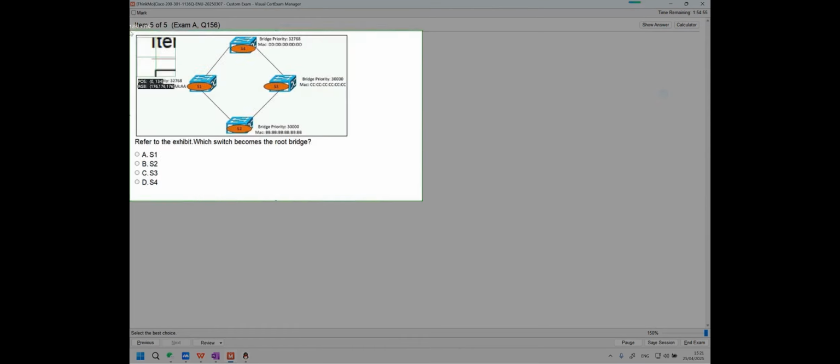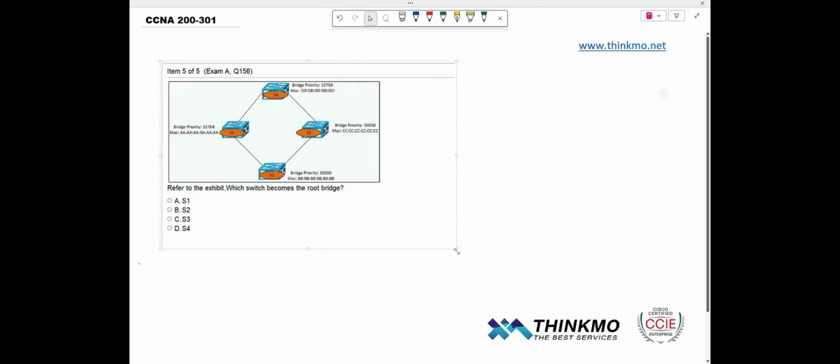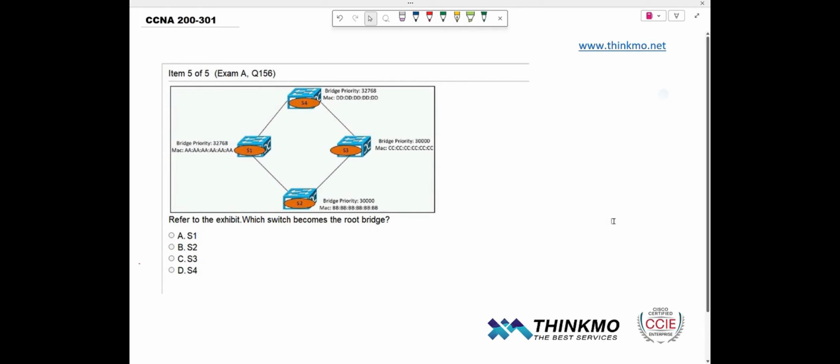All right, now for question 5. Question 5 is again about spanning tree election. As I mentioned earlier, there are certain criteria. The election of the root bridge is determined by comparing the bridge ID, right? The bridge ID consists of two things. One is the priority and the other is the MAC address. So between these two, which one is compared first? You first compare the priority. Then, if the priorities are the same, you compare the MAC address. Only if the priority can't determine the result do you look at the MAC address.